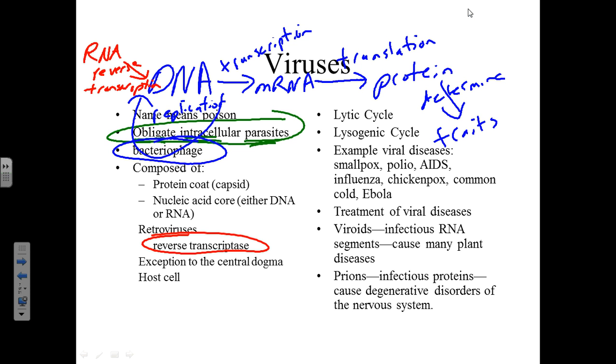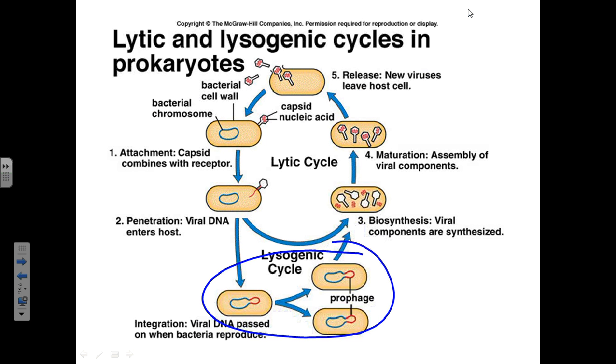The other thing that we just started talking about a little bit was the lytic cycle. And we said the lytic cycle was the life cycle of a virus. And it's how they reproduce. And if you look at it up here on the screen, there's 5 steps, usually is how it's broken down, for how the lytic cycle works.